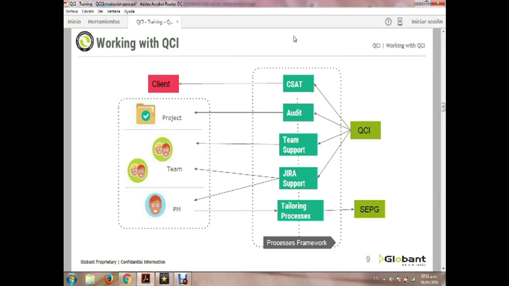Once the tailoring is approved, the project can be audited by QCI to check if everything defined in the tailoring is being conducted with the project team. And finally, QCI gets metrics analyzing client satisfaction surveys and, if it is necessary, collaborates with the team generating action plans to address issues if there's any.